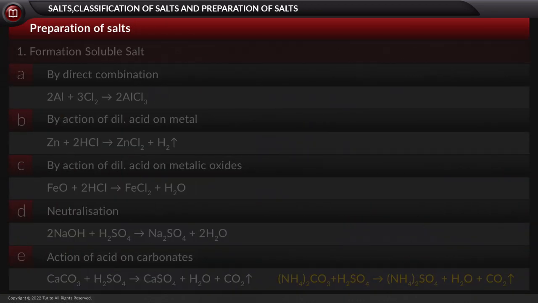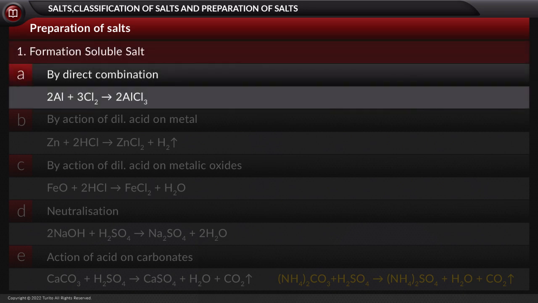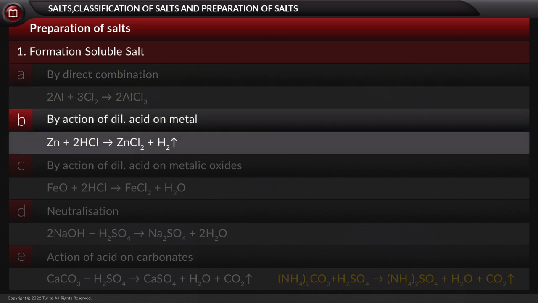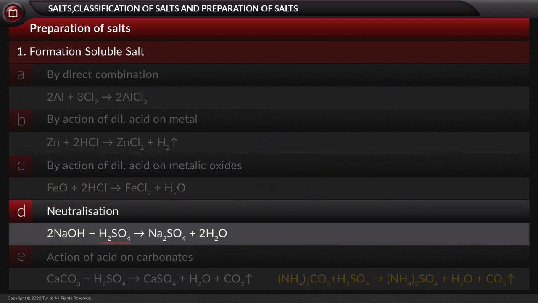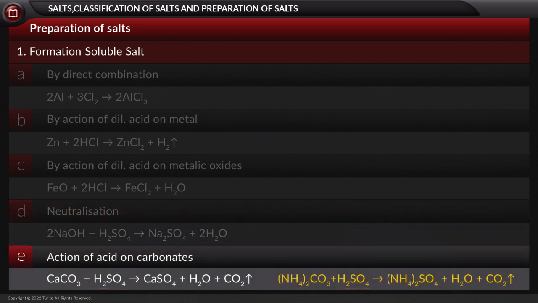Now, let us learn the different ways by which we can prepare salts. For soluble salts, it is made by a direct combination of a reactive metal with a reactive nonmetal. Also, when a dilute acid, like sulfuric acid or hydrochloric acid, reacts with an active metal to form a salt and hydrogen gas is released. Similar is the case with basic oxide, but water is formed along with salt. The same products can be seen when an acid reacts with a base. Last is the case of carbonates with dilute acids, forming a salt, water, and carbon dioxide gas is released.